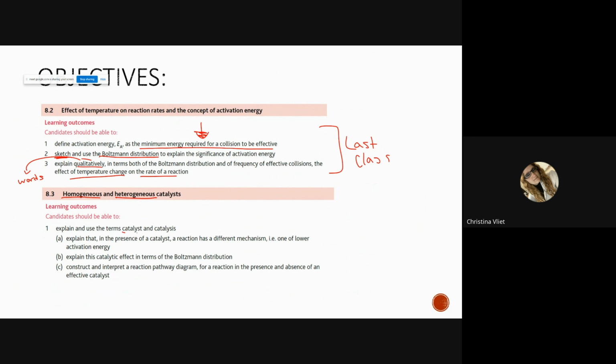Explain and use what is a catalyst and what is catalysis. Explain that in the presence of a catalyst, a reaction has lower activation energy. So when we have a catalyst, it will lower the amount of energy needed for the reaction to take place. Explain what happens to the Boltzmann distribution as a result of this, and then construct and interpret a reaction pathway diagram in the presence and the absence of an effective catalyst.